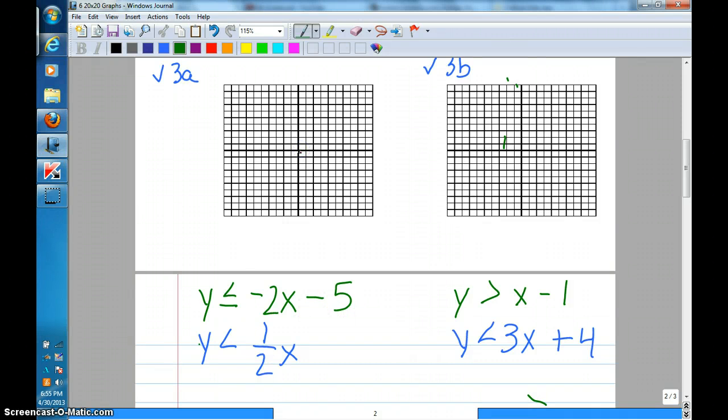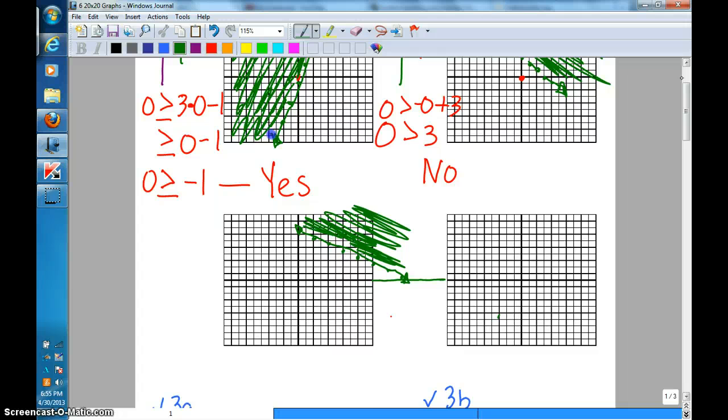It's already in y equals mx plus b form. Negative 1, 2, 3, 4, 5. So that's my first point. My slope is down 2 over 1, or up 2 over 1, up 2 over 1, down 2 over 1. Again, decide solid or dotted line. It's less than or equal to.